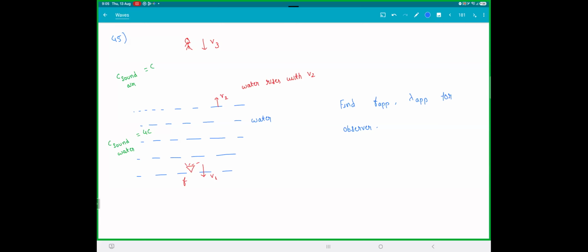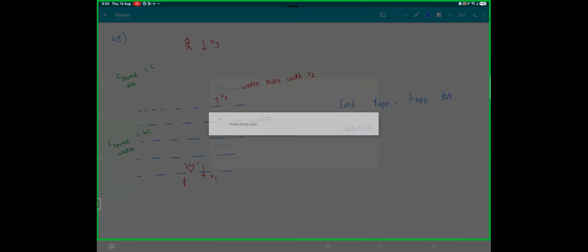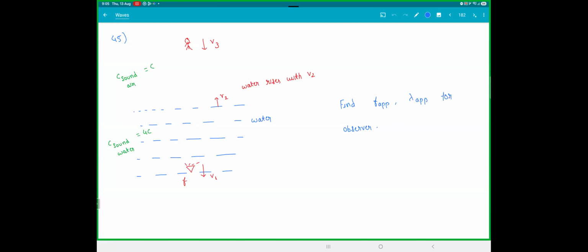Let's see. Now, the thing here is you can apply the Doppler only when you're in the same medium, because the speed of sound, everything will change. So what we will do here, consider the interface, right? So the sound will first go and hit the interface. So the interface is the observer and this is the source.